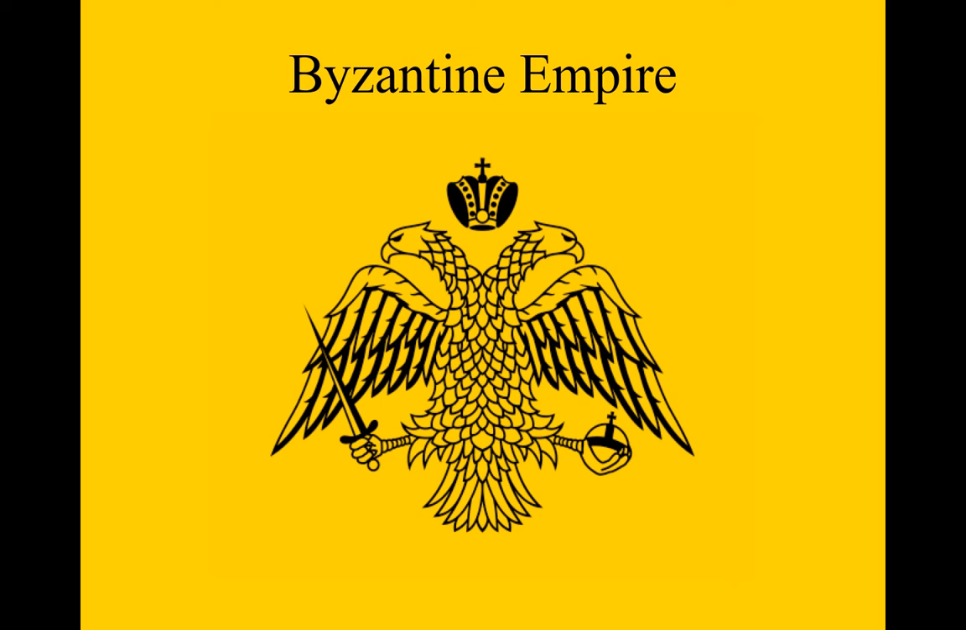The Byzantine Empire is the eastern half of the Roman Empire. This symbol here shows the power of the king and his connection with Christianity. This will be a Roman Empire focusing on Christianity.